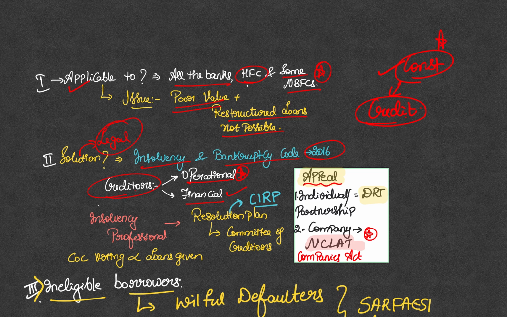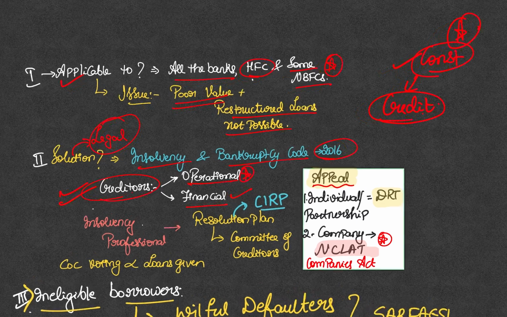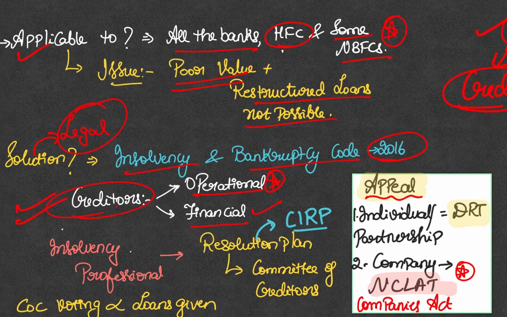But what if this construction project fails? They'll also face a money crunch, right? So what about them? Till now that was not recognized, and for the first time the Insolvency and Bankruptcy Code has recognized these operational creditors.